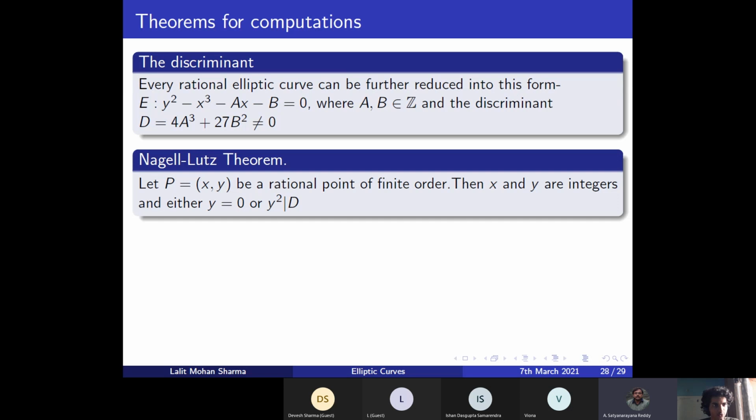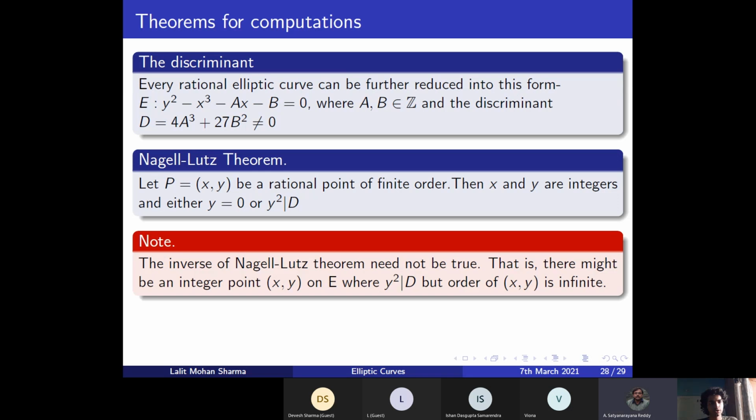Okay, so either y is equal to 0 or y squared divides d. So the converse of Nagell's theorem is not true, and need not be true. That basically means that if you have an integer point on the curve, it is not necessary that the order would be finite. So you have to check, for every integer point that you get using Nagell's theorem, if that has a finite order or not.